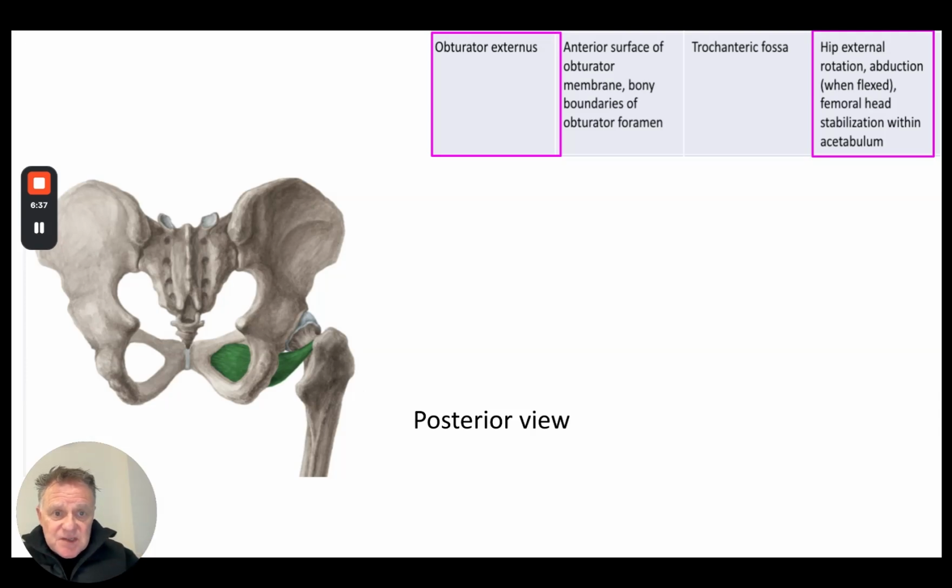Obturator externus is on the external surface of the obturator foramen, or anterior surface, same thing, and it also goes into the greater trochanter, but at an area known as the trochanteric fossa. Now, it's still posterior to the axis of rotation for the hip, and as a result, when it contracts, it's going to externally rotate that hip, but it's also going to abduct the femur as well.